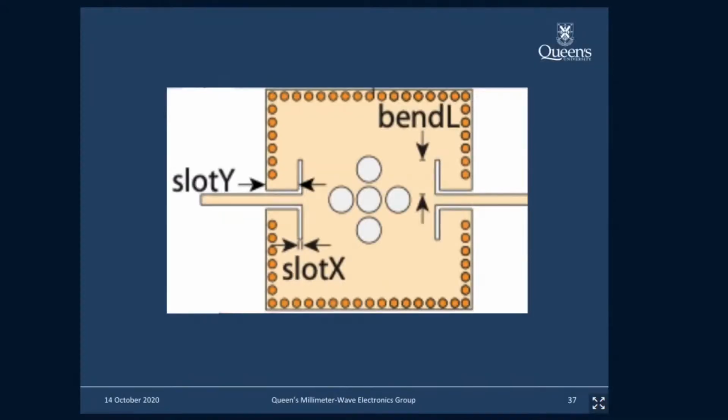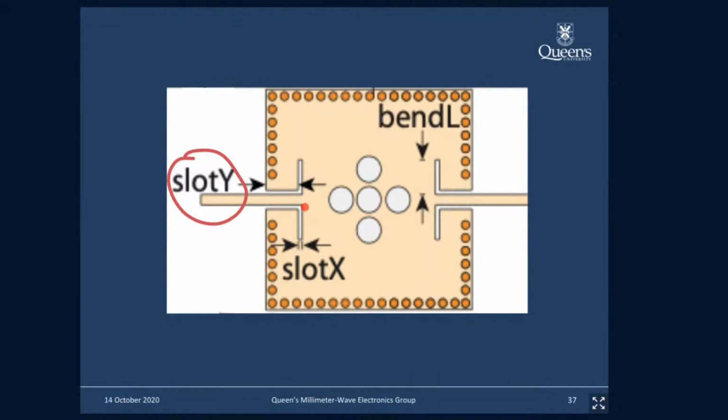Okay, so this is just for illustration purposes, how you would couple energy in and out. So here at the outside you have, for example, a microstrip type transmission line, and it goes into the resonator, and then you have the electromagnetic coupling, and then here's the other side on the outside.